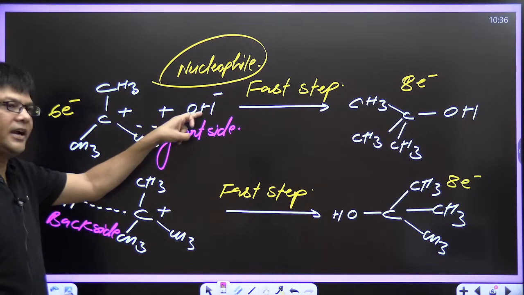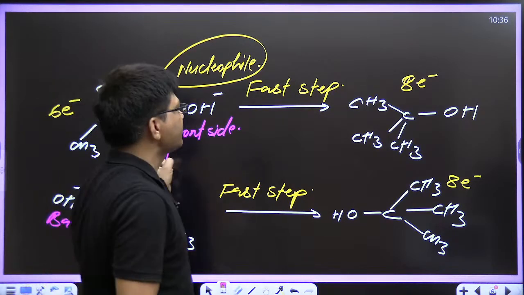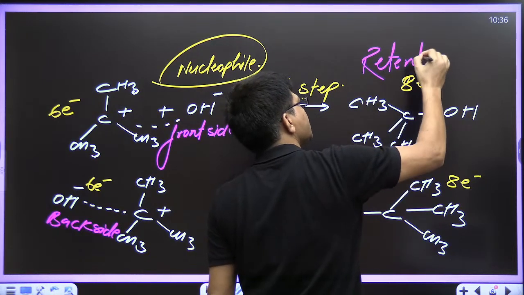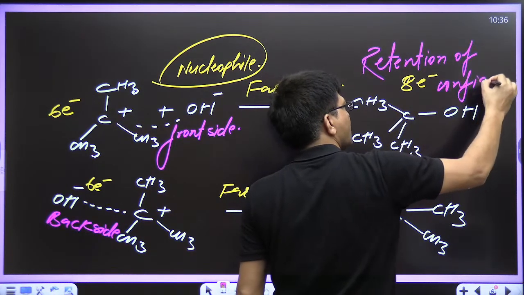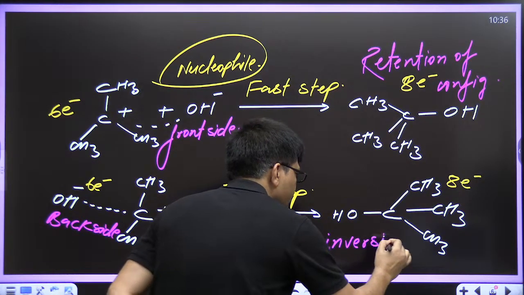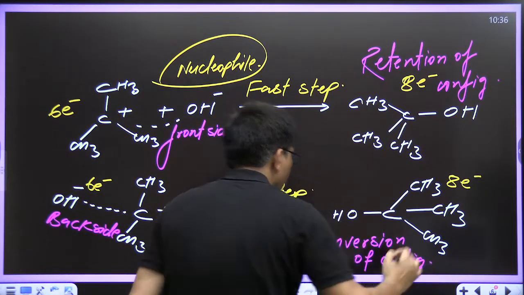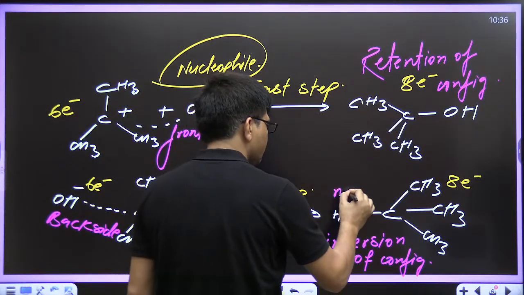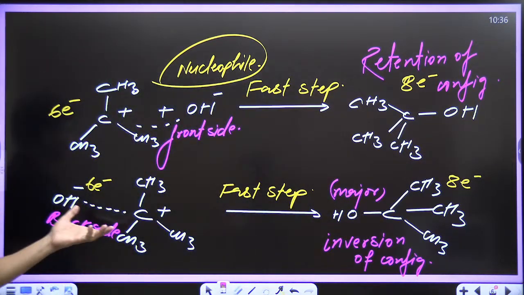From the east side, bromide has gone. So this is the front side, and from that west side, the back side. Now, the front side attack is going to give you retention of configuration, and this is going to give you inversion of configuration. And this backside attack is dominating, so the inverted product is major. This is going to be major because backside attack is dominating.